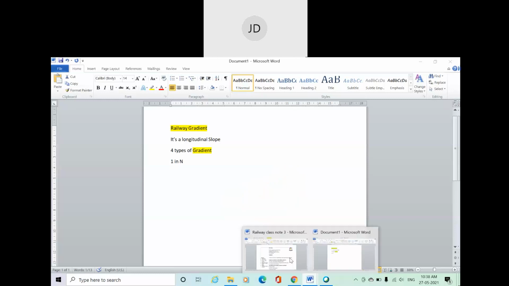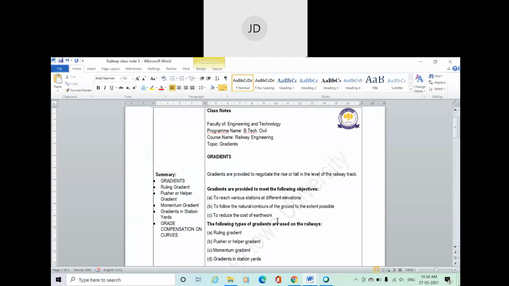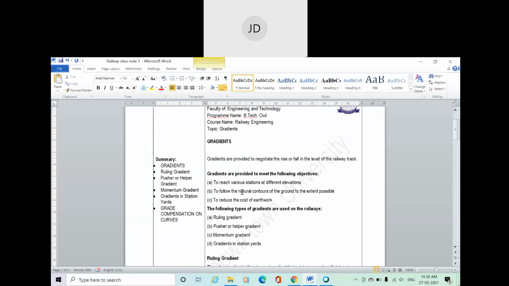Gradients are provided to meet the following objectives. What is the main purpose of gradient? To reach various stations at different elevations. That means in hilly areas, to connect two different stations located at a topmost point or a lower point. We are generally talking about areas like Uttarakhand or even northeast India, which are hilly areas, right? So here gradient is a very important parameter.